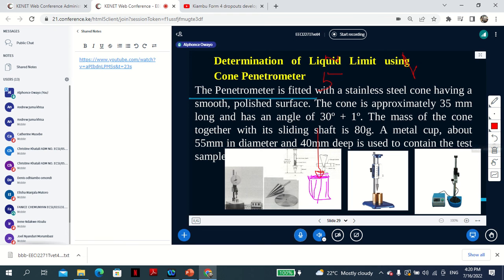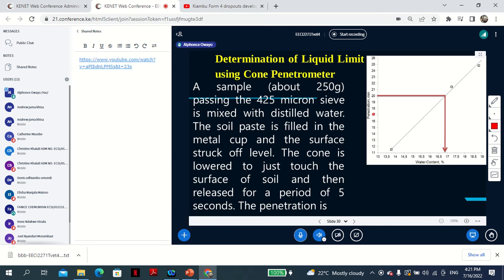P would be just 2 millimeters, and if 10%, maybe P is 6, and 15% maybe 8 or some value like 12, depending on the soil. These are millimeters. Again, you're able to get some nice data there, and then you can draw a curve as shown.